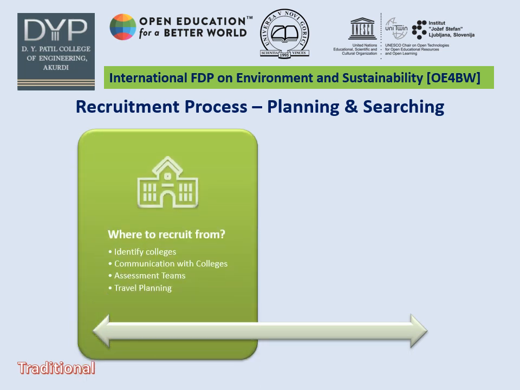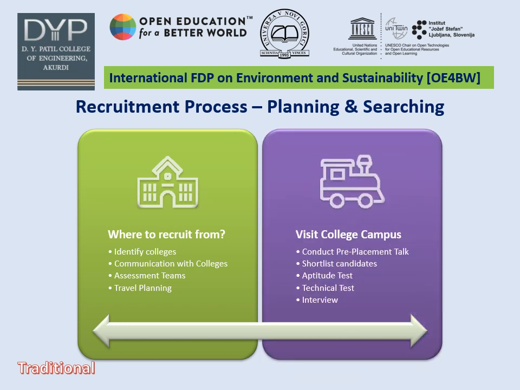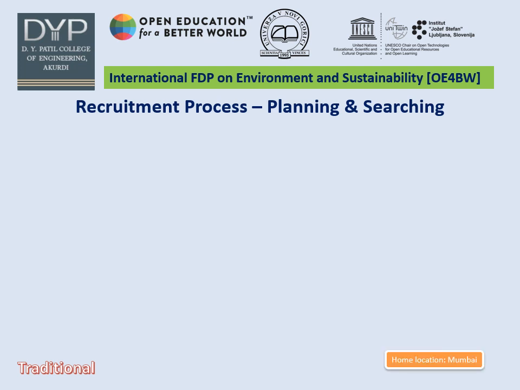The first thing we have to plan is from where we have to recruit. We have to identify the colleges, communicate with the colleges, create assessment teams for that, and then plan for the traveling. After visiting the campus, we have to do the pre-placement talks, shortlist the candidates, and conduct the aptitude and technical tests and interviews also.